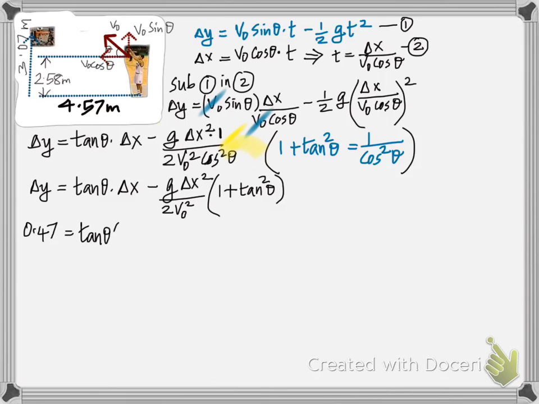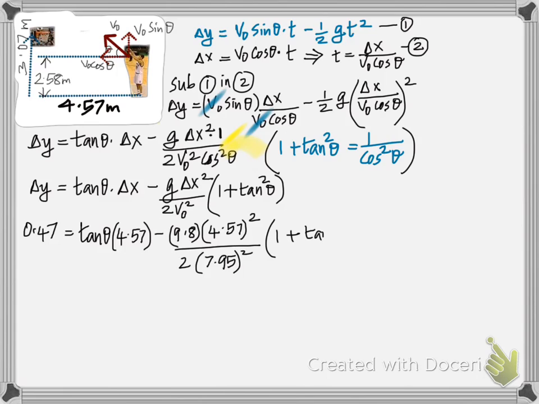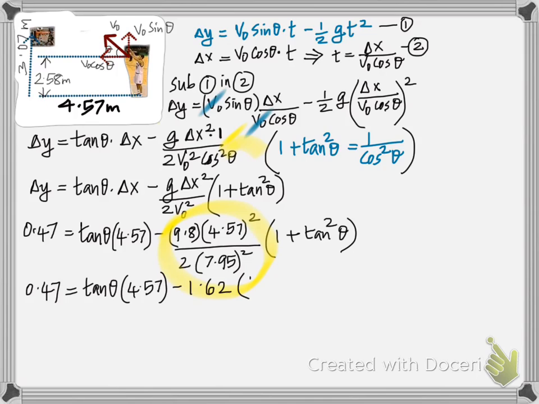Substitute delta y as 0.47. You know why? Because it is 3.07 minus 2.58. That is the vertical displacement of the ball. Tan theta times delta x, which is 4.57, minus g times delta x, 4.57 squared, by 2 times the velocity, 7.95 squared, and then 1 plus tan squared theta. Okay, rearrange this. In the next step, I just want to calculate what this is and show you. No other changes. I get that as 1.62.